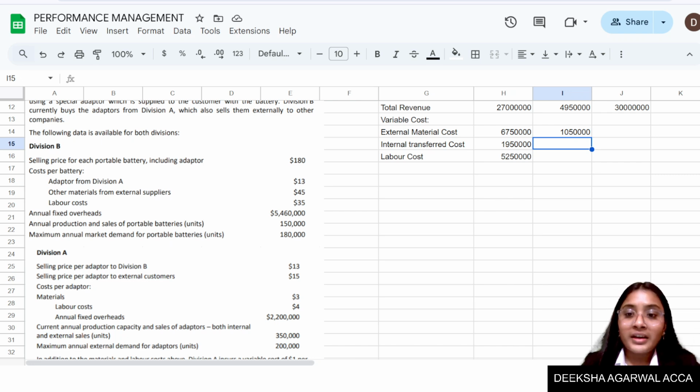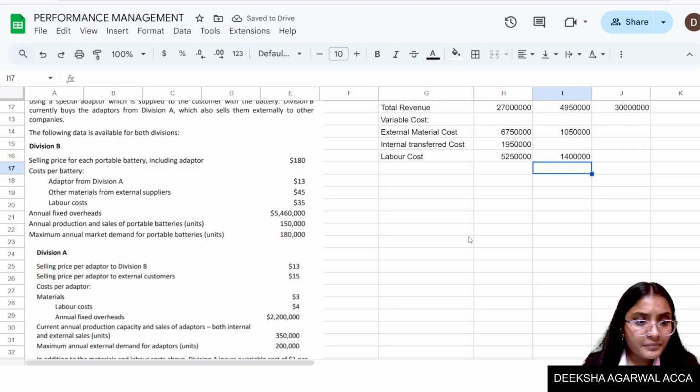Now, moving ahead, the next thing that you will be having is your labor cost. How much is your labor cost? $4. And how many units are you making? 3 lakh 50,000. Correct. Now, it's written here. Any other cost that is given to me?